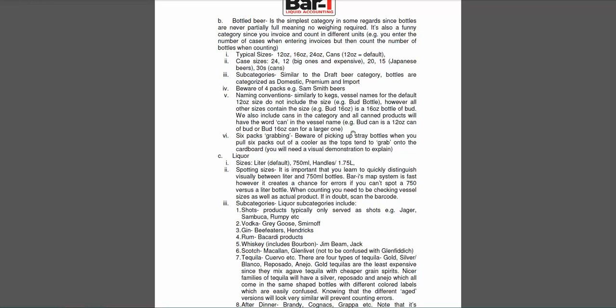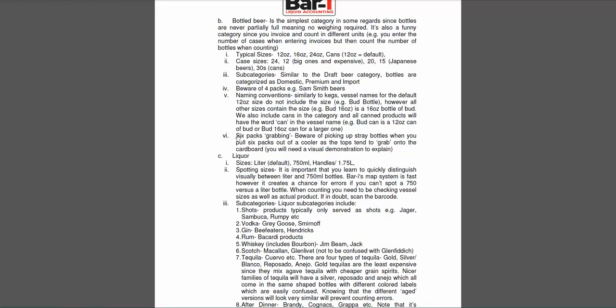Naming conventions: this is a little bit more confusing on bottled beer. As we said, the default size is a 12-ounce bottle. So if it says Bud bottle, that's a 12-ounce bottle. If the size is different from 12 ounces, and/or if it's not a bottle, it's a can, then the different size and/or the word can will be included. So Bud bottle on its own would be a 12-ounce bottle. Bud can would be a 12-ounce can. And if it was both a different size and a can, then it will list both a different size and can.